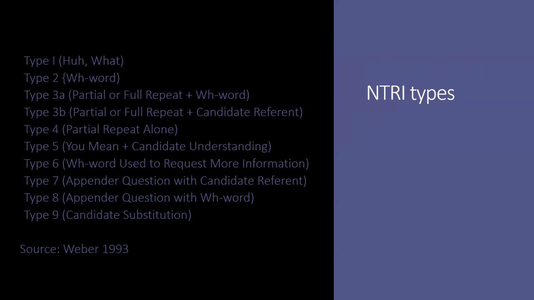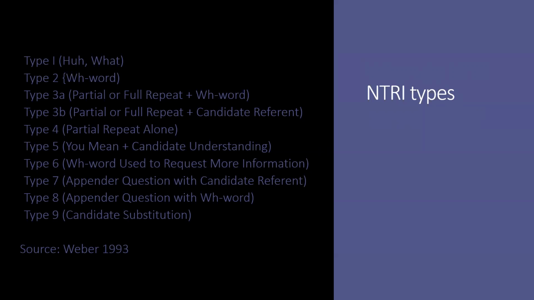There are a variety of possible NTRI that can be used. A comprehensive list of them is presented here. These include simple requests for clarification, such as, huh? What? Partial repetitions with rising intonation, and requesting additional information with the WH word. As can be seen, all of these NTRI types include a verbal response.